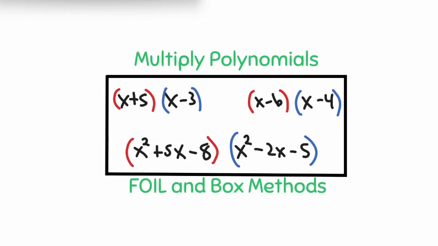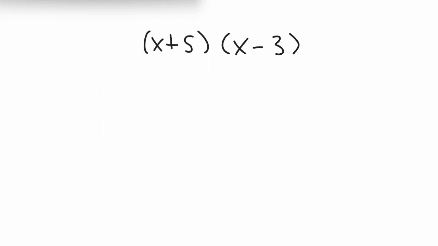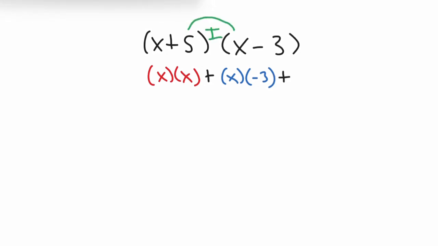In this video, I show how to multiply polynomials using both the FOIL and box methods. Here's our first problem. The way you start is you multiply the first two terms together, F. F is x times x, plus, next is outer, O, x times negative 3, plus, next is inner, I, 5 times x, plus last, L, 5 times negative 3.